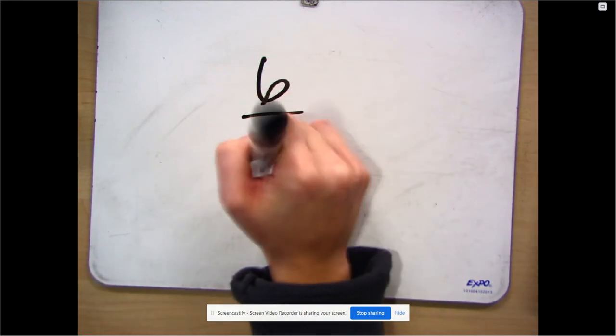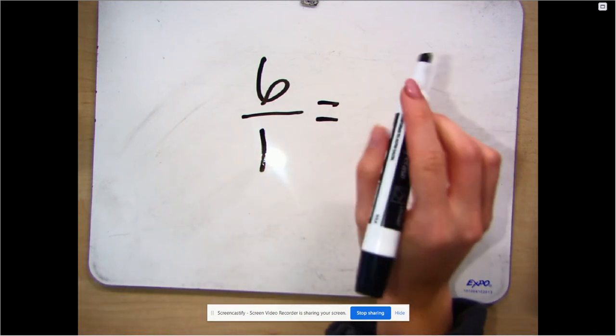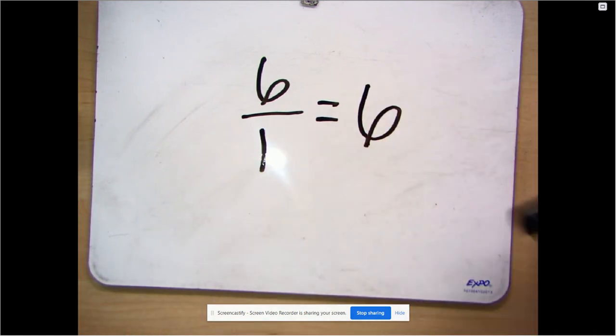What is 6 over 1 equivalent to? Can you enter that into the Edpuzzle now? Okay, I hope you got that quick and right. The correct answer is 6.